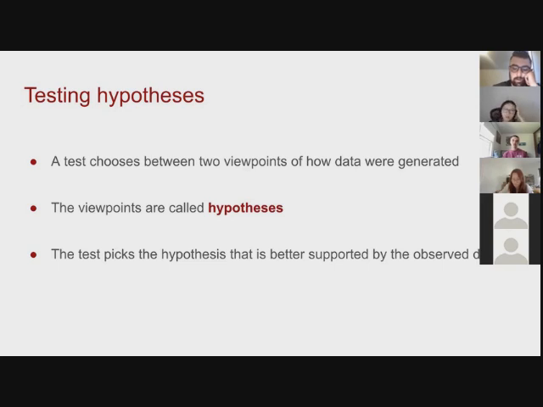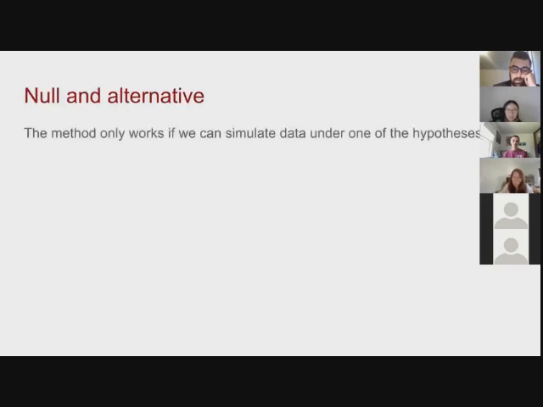We come up with two, and then we're going to try to simulate data under one of the hypotheses, as we're always going to be doing, and that will be what we compare to the observed data. So the method only works if we can simulate data under one of the hypotheses. If you recall, in the jury selection example or in the Mendel example, we have to simulate data under one hypothesis.